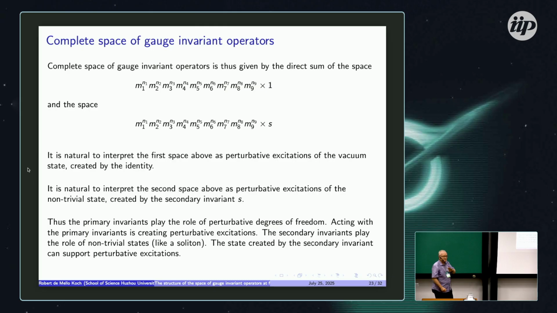So for this problem, the complete space of gauge invariants is given by these 9 primary invariants raised to any non-negative power times 1, or the 9 primary invariants raised to any non-negative power times s. And that gives you the complete space of gauge invariant operators in this 3 matrix model with 2x2 matrices. And we want to interpret this as a Fock space built about the trivial vacuum, and this one as a Fock space built around the non-trivial state S. Something like a soliton state, or maybe a new gravitational background, or something like that in the holographic dual.